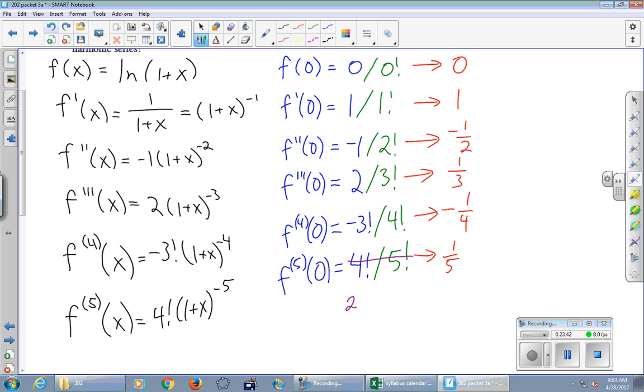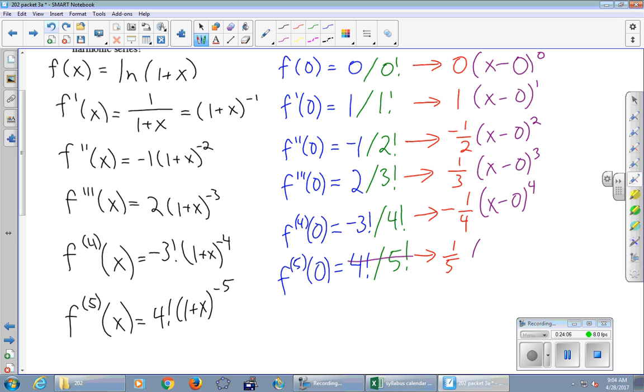Okay, and then we just have to tack on the x's here. So we'll tack them on here. What's the first guy? x minus the a. How much is a? 0. What's the power? 0. And the next one is x minus 0 to the first. x minus 0 squared, cubed, fourth, and fifth.